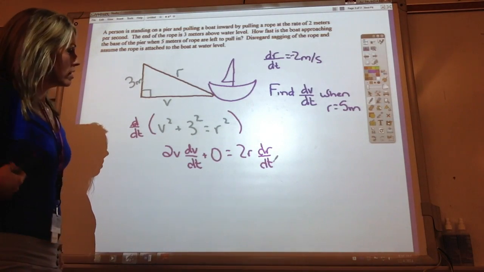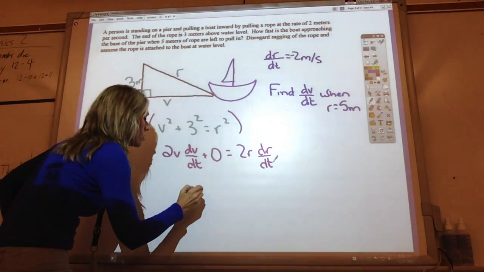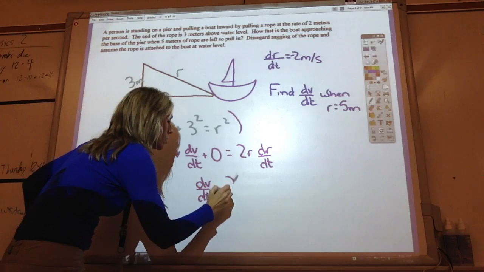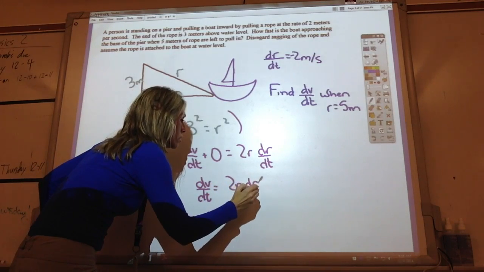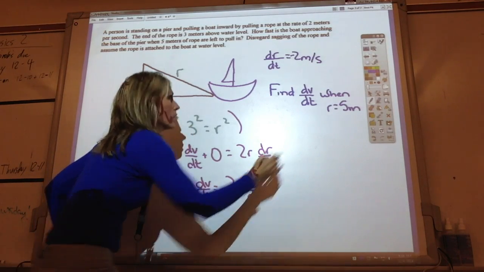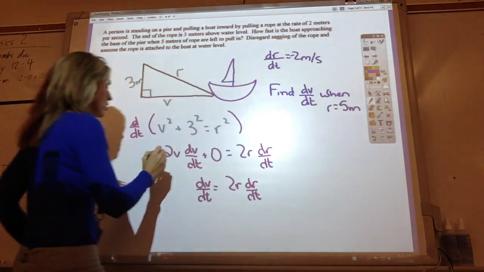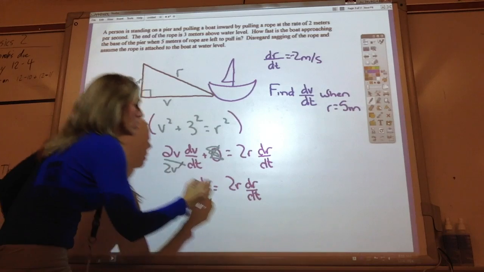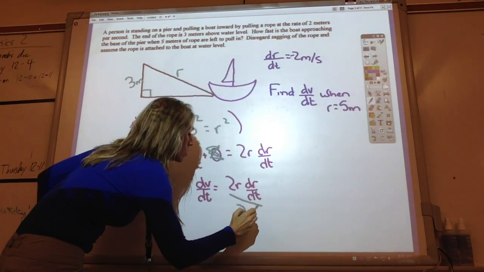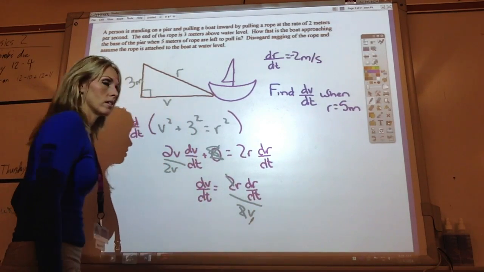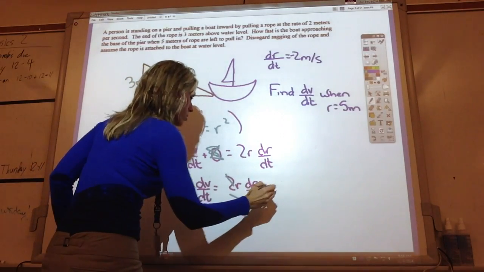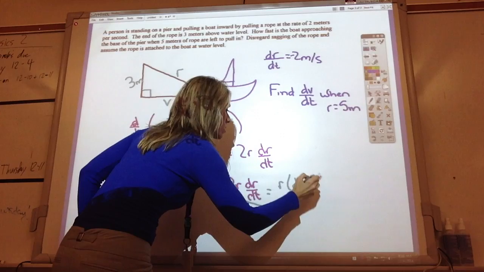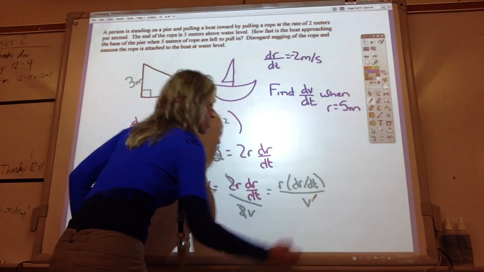Okay, so let's get dv dt by itself first. So it's 2r dr dt, because the zero's gone, divided by 2v. And the 2's are gone, so it's just r dr dt, all divided by v.